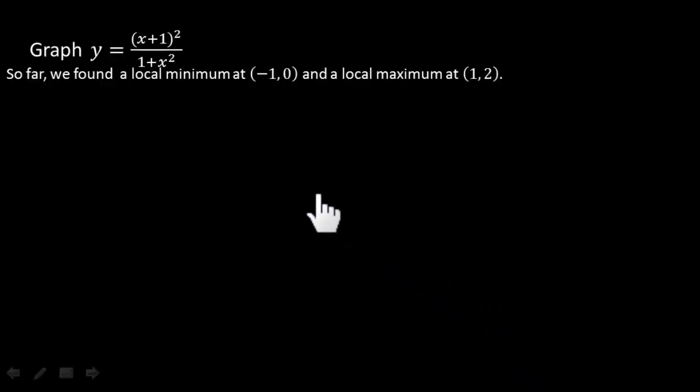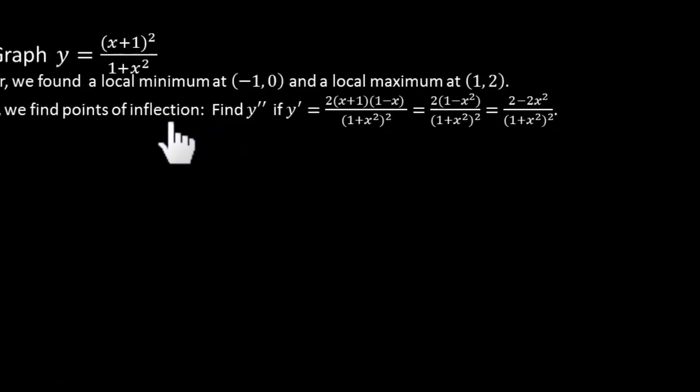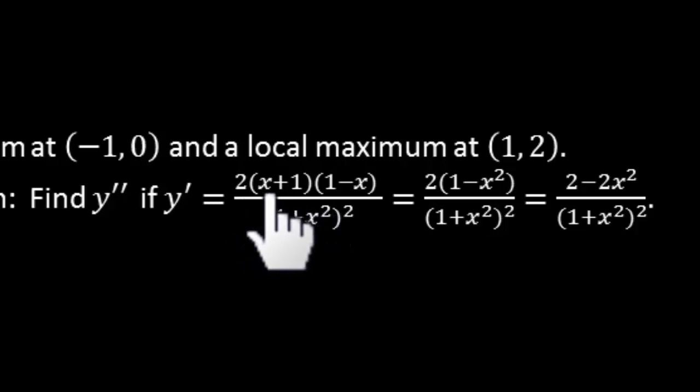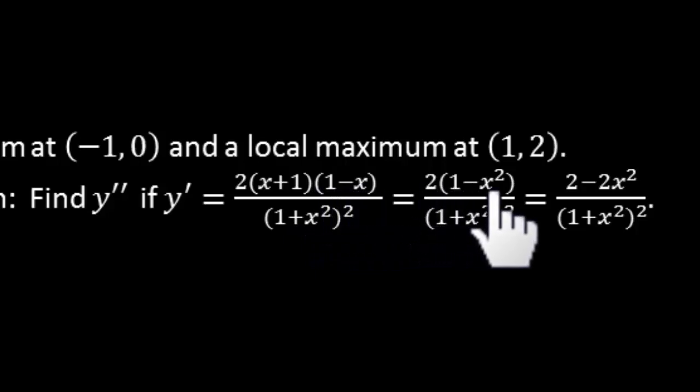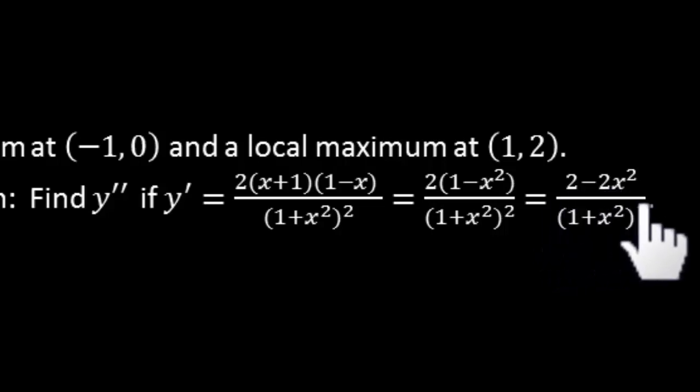Okay, let's continue on. So far we found a local minimum at the point -1, 0 and a local max at 1, 2. Okay, what's next? Now we try to find points of inflection. So recall that to get a point of inflection we need the second derivative. So let's find y double prime. So y prime from the previous slide is equal to 2 times the quantity x minus 1 times 1 minus x, if you rearrange this, it'll become 1 plus x times 1 minus x. You'll get a difference of squares. Multiply that by 2, and so you have 2 minus 2x squared divided by the square of the low.